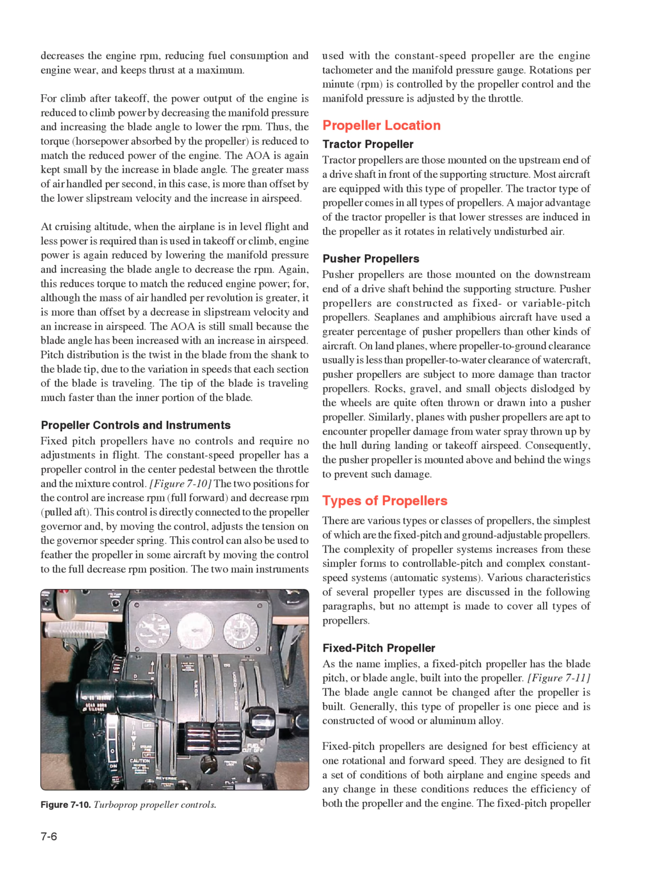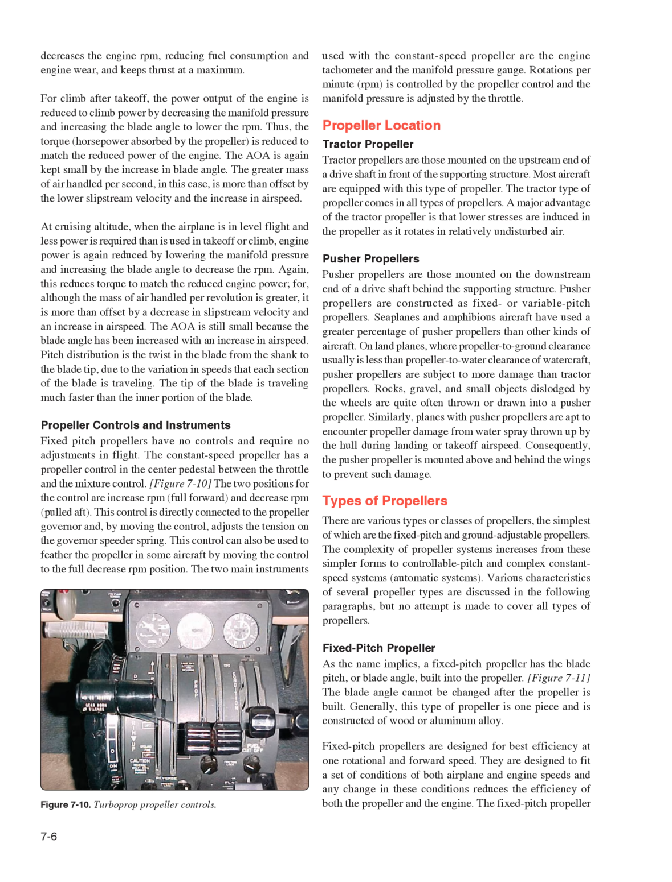Rocks, gravel, and small objects dislodged by the wheels are quite often thrown or drawn into a pusher propeller. Similarly, planes with pusher propellers are apt to encounter propeller damage from water spray thrown up by the hull during landing or takeoff airspeed. Consequently, the pusher propeller is mounted above and behind the wings to prevent such damage.